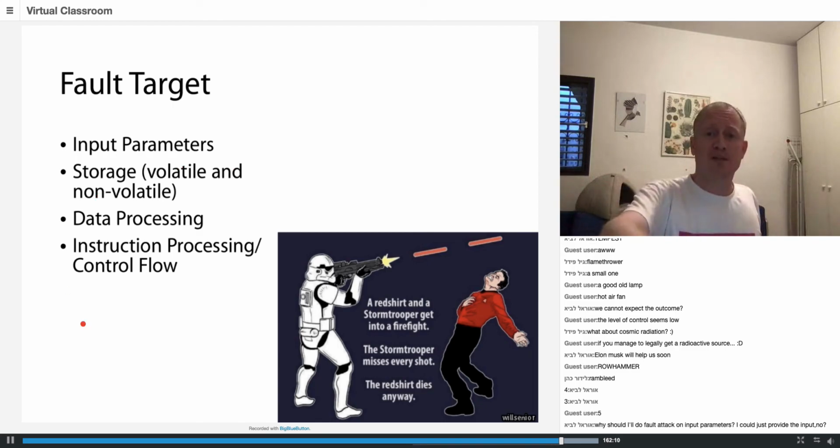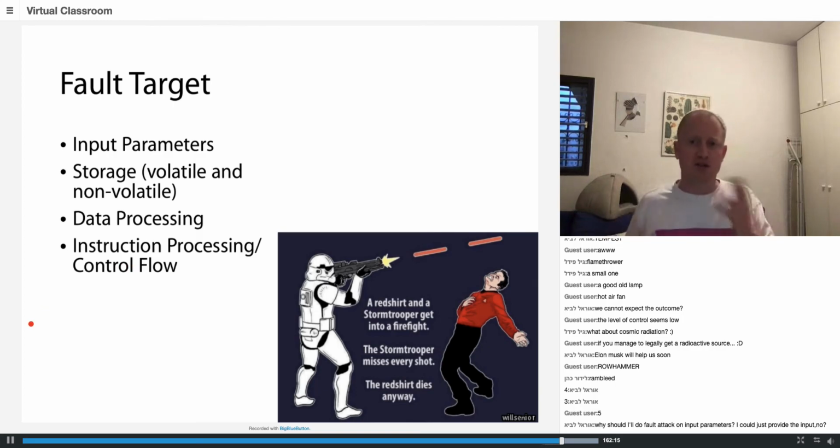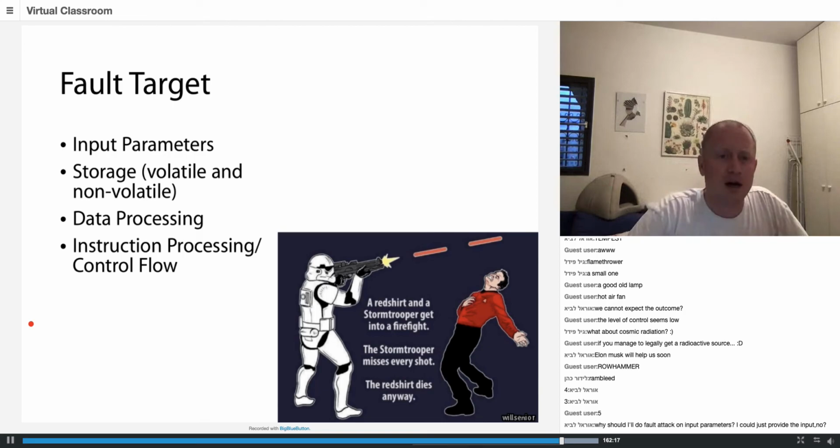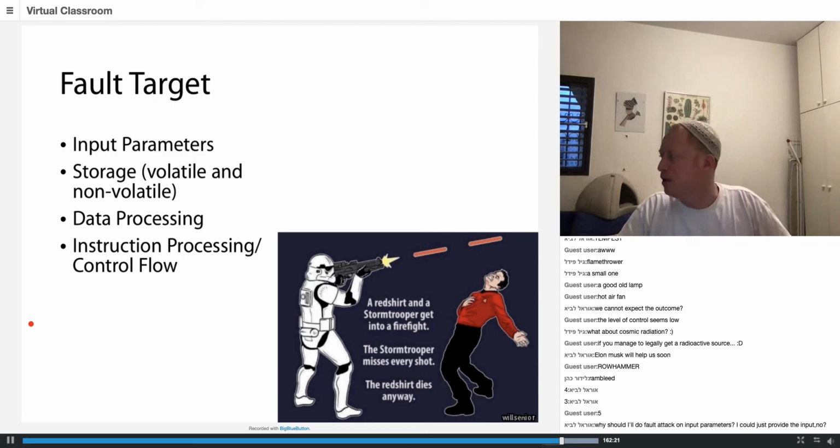The next two things, which are very close together, are data processing and instruction processing. Data processing means, let's say the device under test is trying to multiply two numbers, and now I faulted it, and it doesn't know how to multiply anymore, and it gives me random garbage instead of multiplication, and then I need to find out how I can do something with that. You can do something very exciting with that. I'll show you next week.